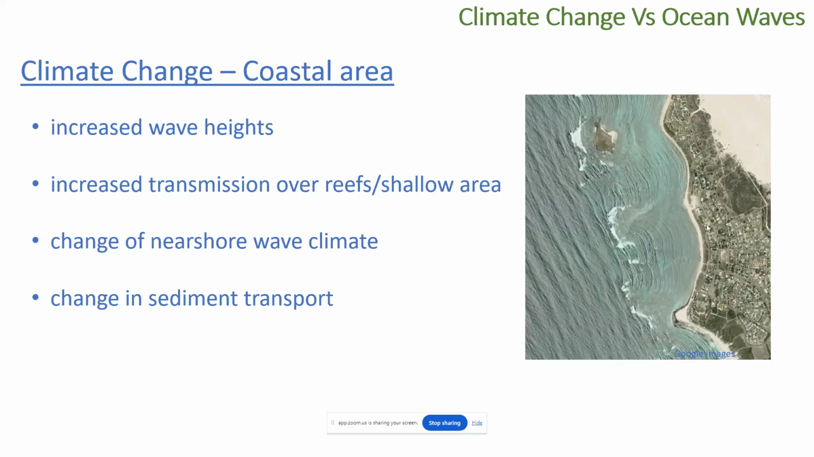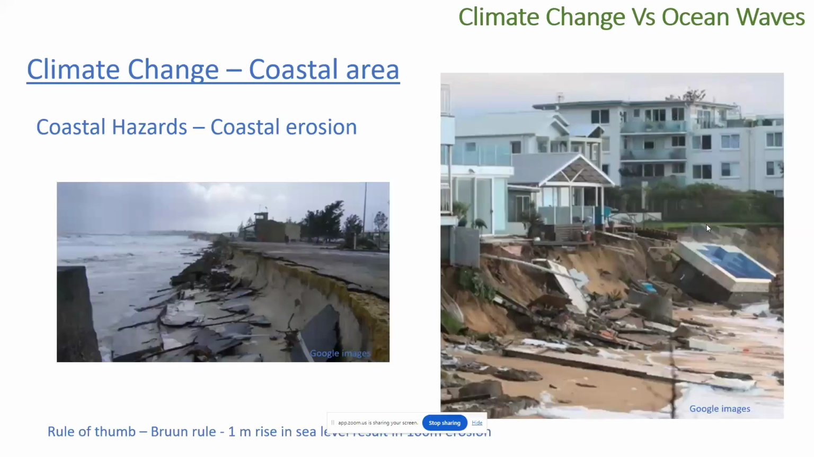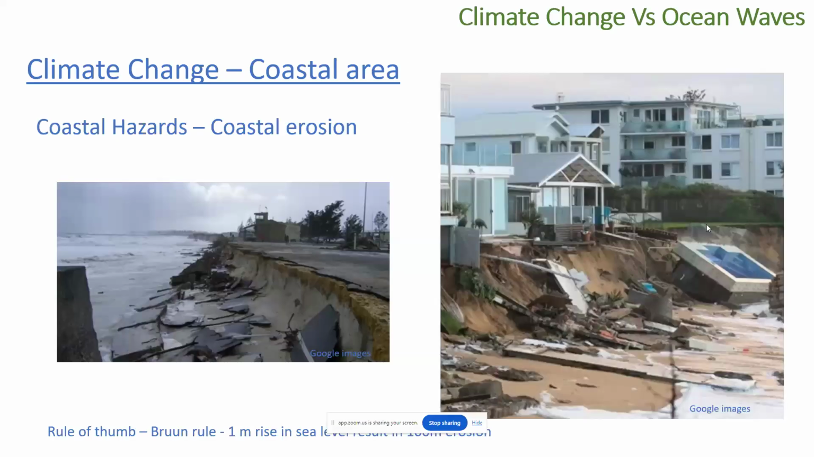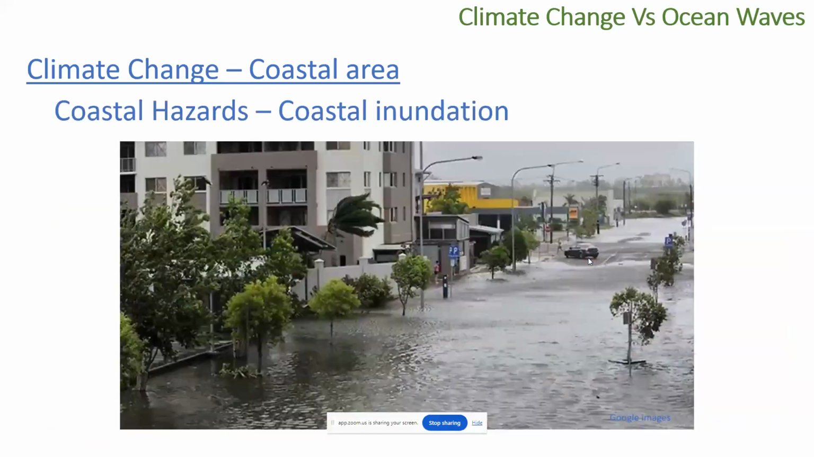As a result of all these changes, what we see is coastal hazards like coastal erosion and coastal inundation. Coastal erosion is a kind of permanent loss of the land to the sea. The damage could be very quick, maybe not recoverable, and even if it is recoverable, it could take more time, and the cost involved could be very high. Compared to coastal erosion, inundation is a kind of temporary event where recovery may be possible, but still it takes time and cost.